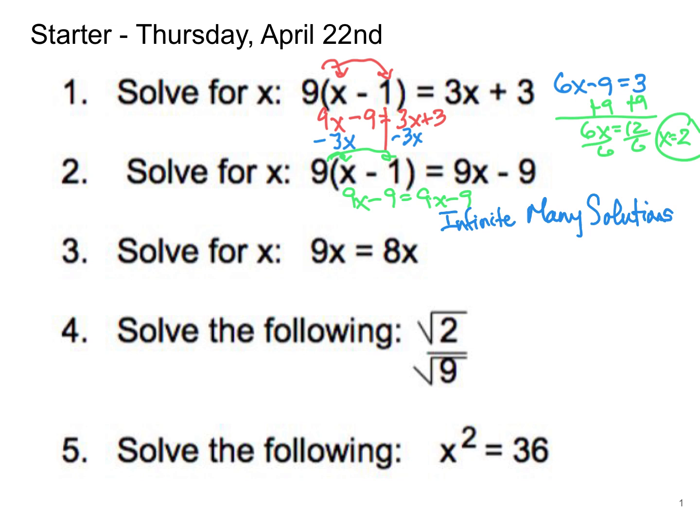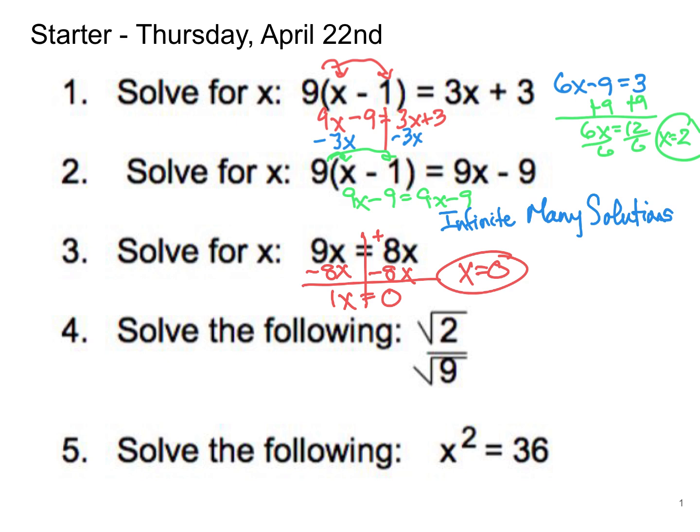All right, let's go ahead and look at number 3. So again, I always want to put my variables on the left-hand side. This is a positive 8x, so I'm going to subtract off 8x from both sides. So I'm going to get 1x equals 8 minus 8. Normally you cross those out, but we also know it equals 0. So this answer is x equals 0.